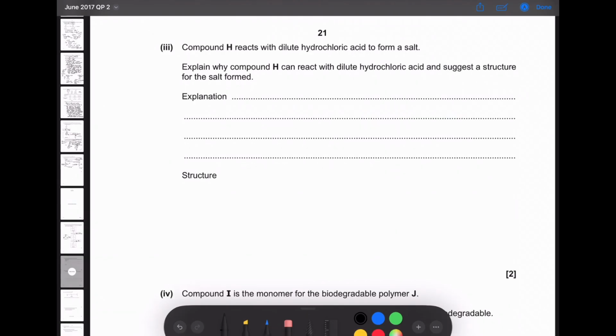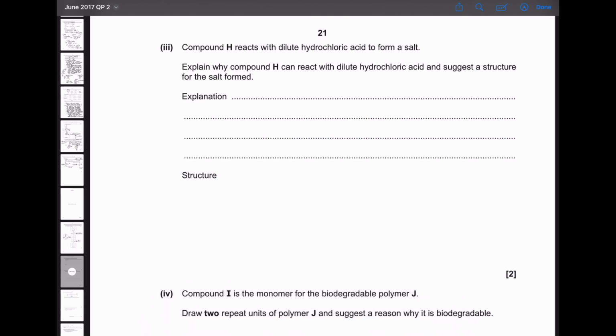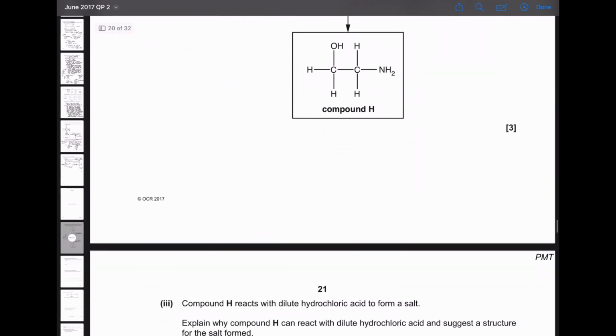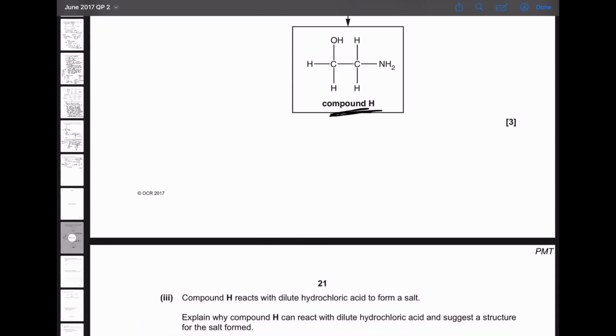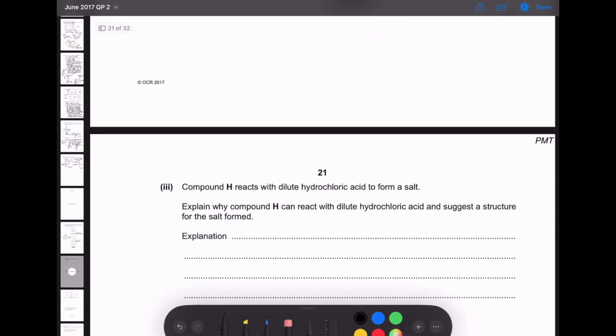Compound H reacts with dilute hydrochloric acid to form a salt. Explain why compound H can do this and suggest a structure for the salt formed. Okay, so if we go back to our molecules from the last question, compound H is this amine here. So we're reacting it with an acid to get a salt, so what's compound H going to be? Well, it's going to be a base or an alkali, because base plus acid gives you salt and water.